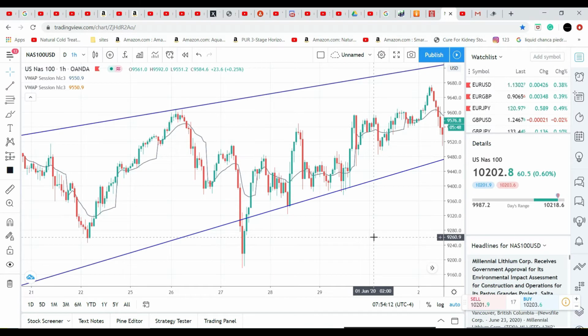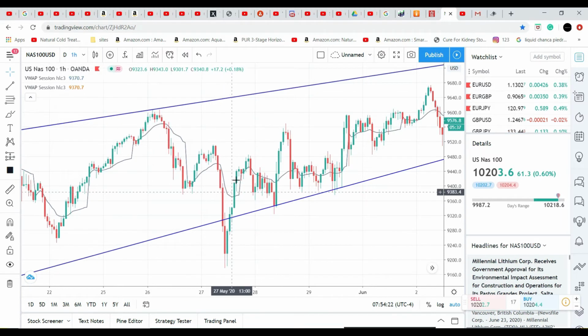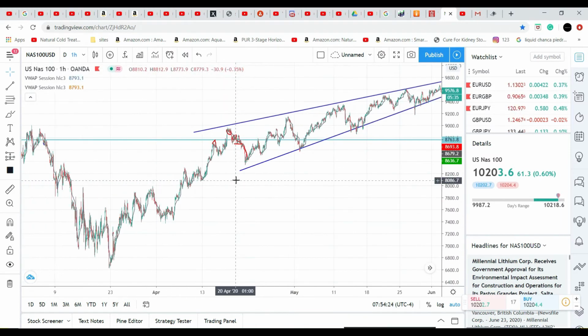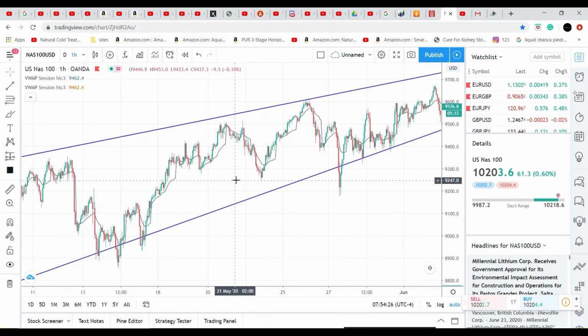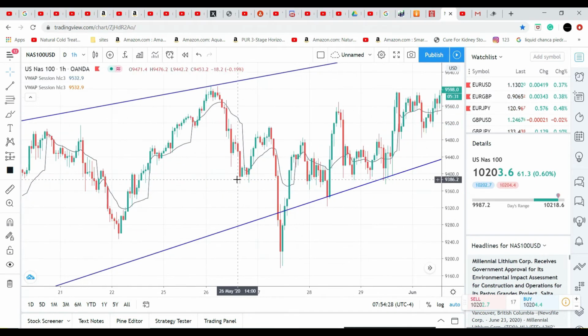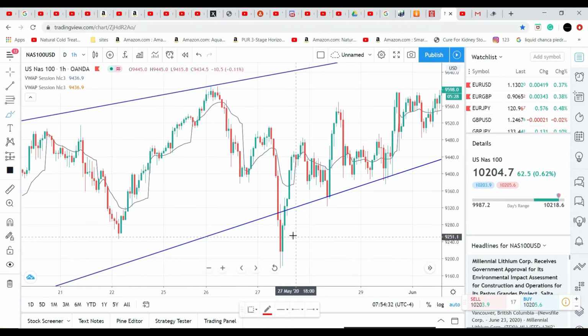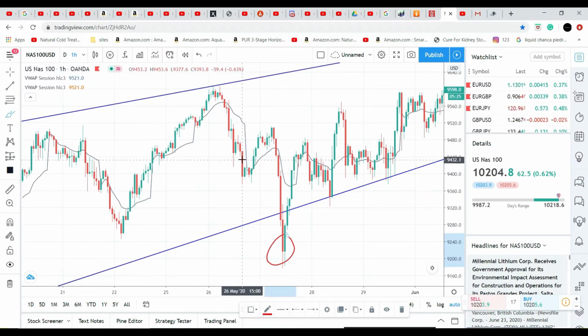Listen, guys, the inverse head and shoulders work real good in a bullish market, okay? And we all know that the Nasdaq 100 has been very bullish, okay? Now, if you just scroll out, you see now the inverse head and shoulders, okay? It's just the regular head and shoulders flipped upside down, okay? So we have the head right here, okay? Again, the left shoulder right here, the right shoulder right here.